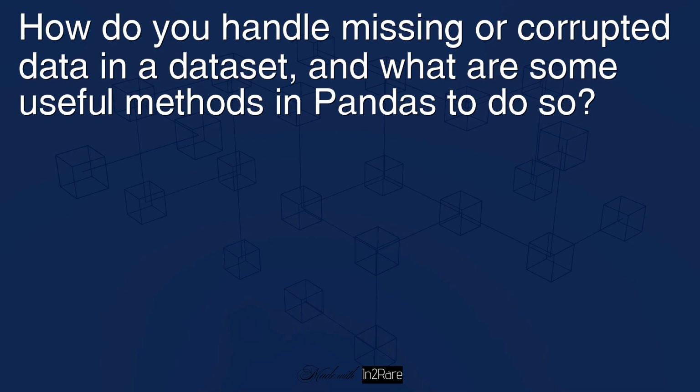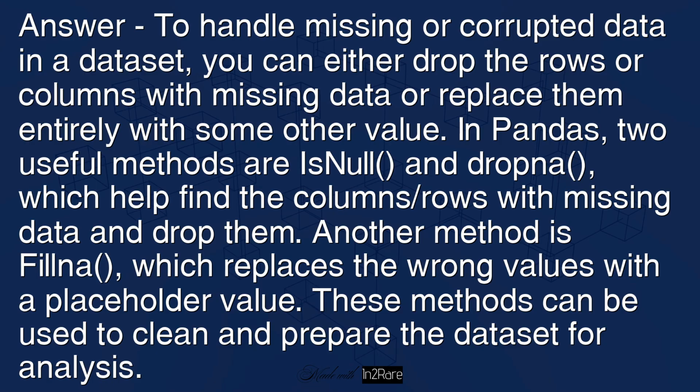How do you handle missing or corrupted data in a dataset, and what are some useful methods in pandas to do so? Answer: to handle missing or corrupted data in a dataset, you can either drop the rows or columns with missing data or replace them entirely with some other value. In pandas, two useful methods are isnull and dropna, which help find the columns/rows with missing data and drop them. Another method is fillna, which replaces the wrong values with a placeholder value. These methods can be used to clean and prepare the dataset for analysis.